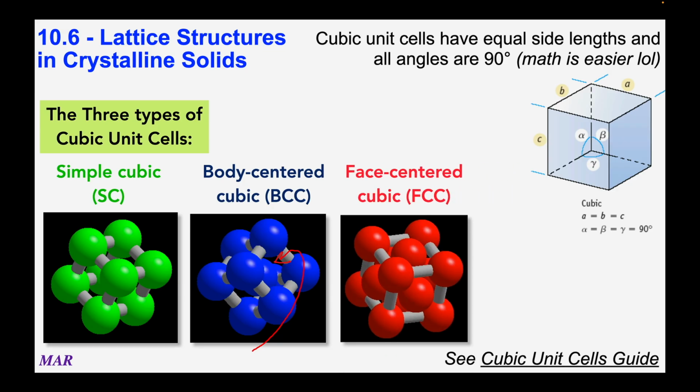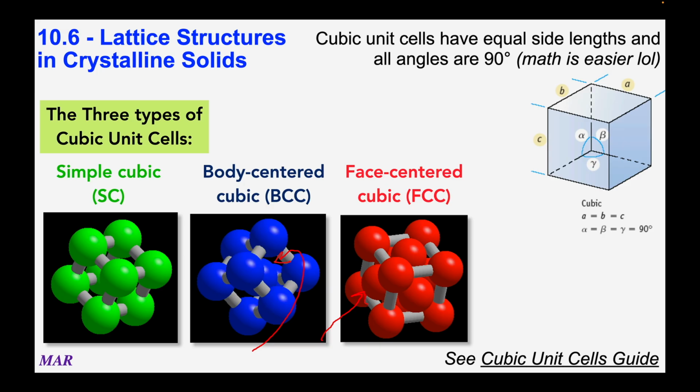The last kind is called face-centered cubic, FCC. FCC is like SC, simple cubic: there's 1 atom in each corner. But if you look carefully, every face of the cell has an atom in it. A cube has 6 faces: top, bottom, left, right, forward, backward. Each of those faces has an atom in it. It does not have an atom in the middle like the body-centered, but there is one in each face.